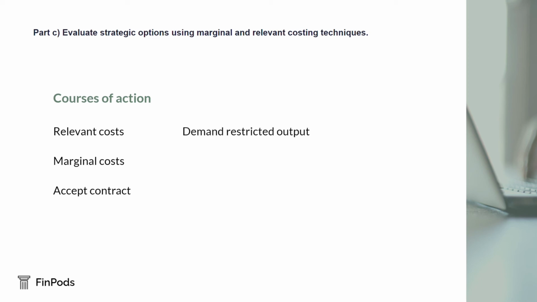Usually output is restricted by the level of demand rather than by the organisation's ability to produce. However, sometimes there is a limit to the amount that can be produced due to a scarce, limiting factor such as labour, space or machinery. The most profitable combination of products will occur when the contribution per unit of the scarce factor is maximised.